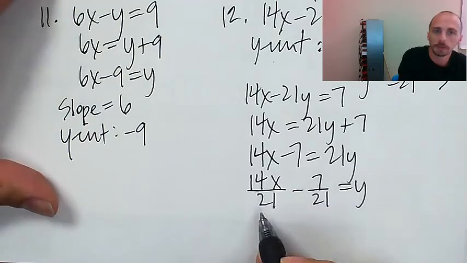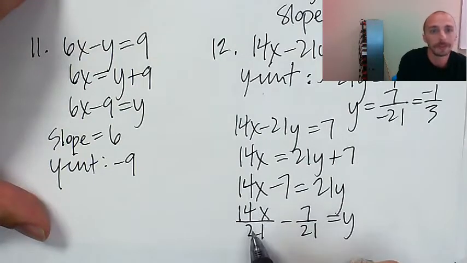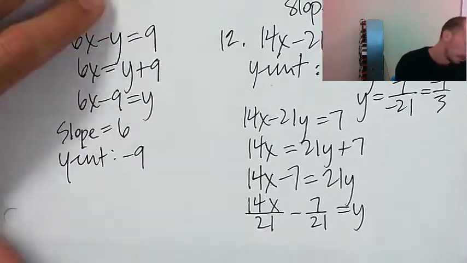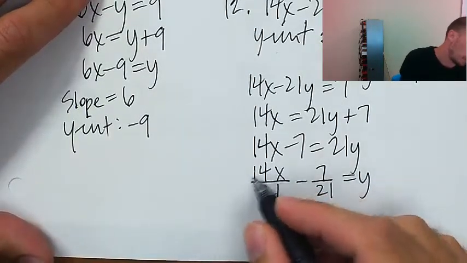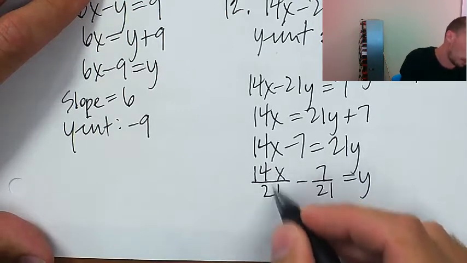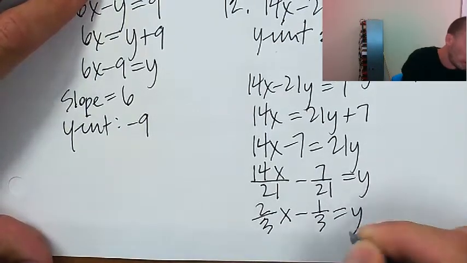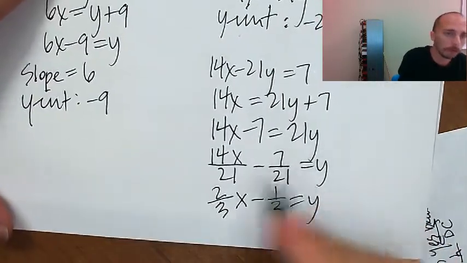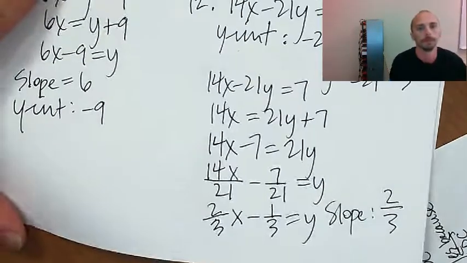I wrote 14x divided by 21 differently from how I would usually write it, but multiplying by x and then dividing by 21 is the same as dividing by 21 and then multiplying by x. I'll let you think about that if you need to. These fractions can be simplified. 14 over 21: 14 is 7 times 2, and 21 is 7 times 3, so it's 2/3. So 2/3 x minus 1/3 equals y. It looks like I've already found the y-intercept, negative 1/3, so that's good. So the slope is 2/3. I'll just report that and move on.